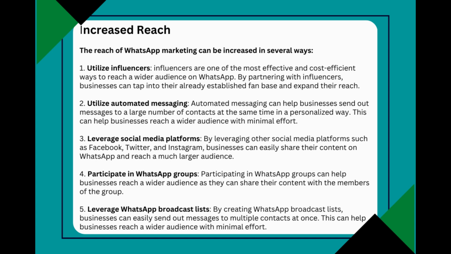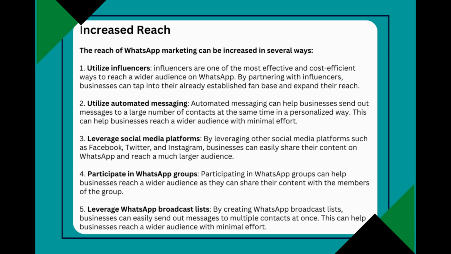Increased reach. The reach of WhatsApp marketing can be increased in several ways. 1. Utilize influencers. Influencers are one of the most effective and cost-efficient ways to reach a wider audience on WhatsApp. By partnering with influencers, businesses can tap into their already established fan base and expand their reach. 2. Utilize automated messaging. Automated messaging can help businesses send out messages to a large number of contacts at the same time in a personalized way. This can help businesses reach a wider audience with minimal effort.